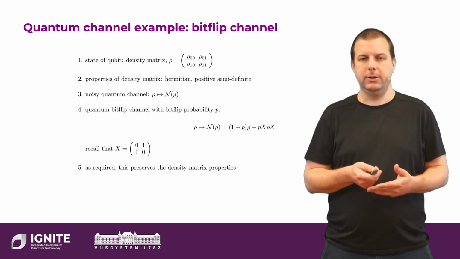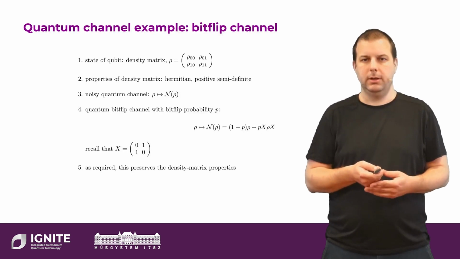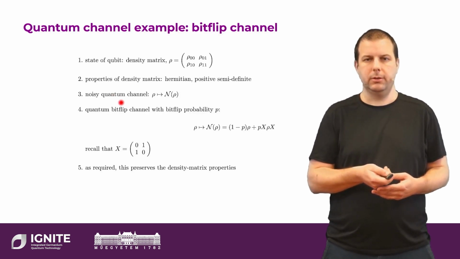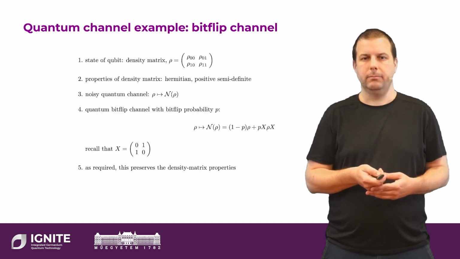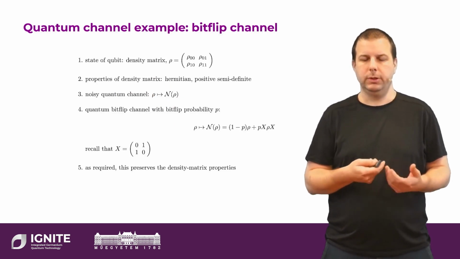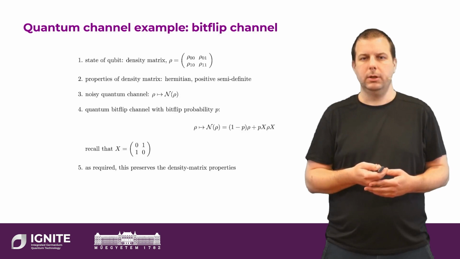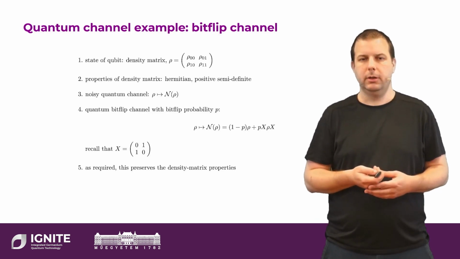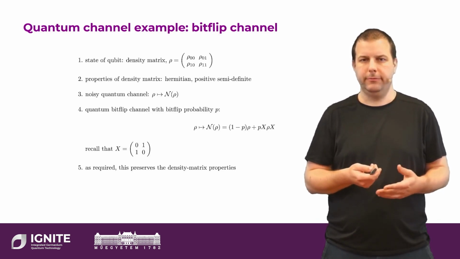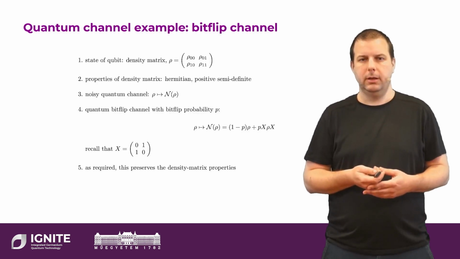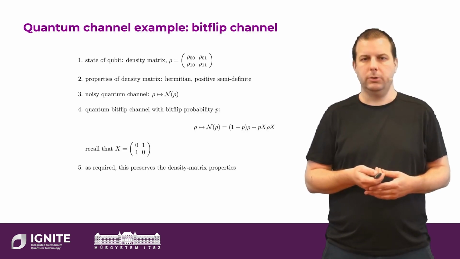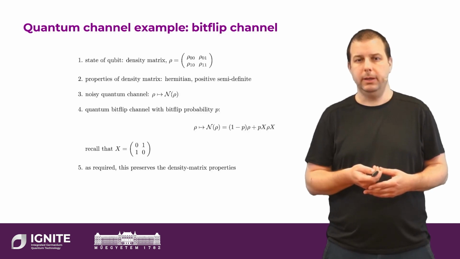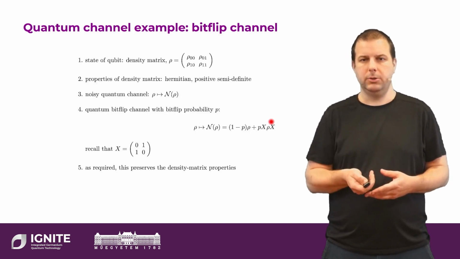And if I imagine that I send this quantum bit to a channel for transmission, then this noisy quantum channel is described by a map, which tells me if I put in qubit state rho, then what is the outcoming qubit state N(rho). And in this part of the lecture, I will focus on a simple example for a channel, which is called the bit flip channel. Or more precisely, a quantum bit flip channel with bit flip probability p, and it is shown by this equation.